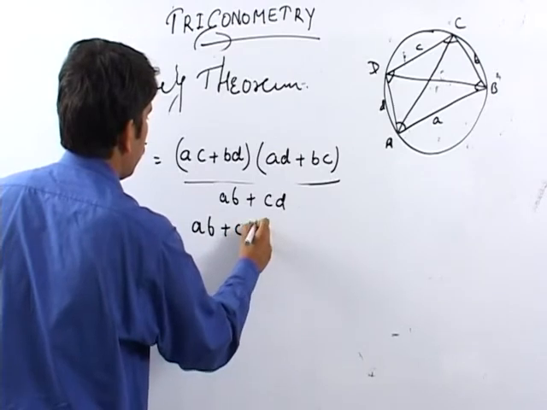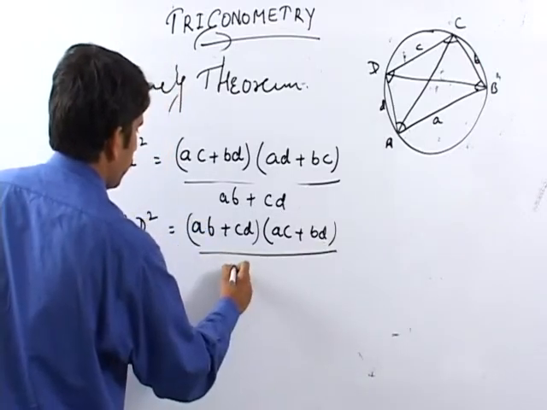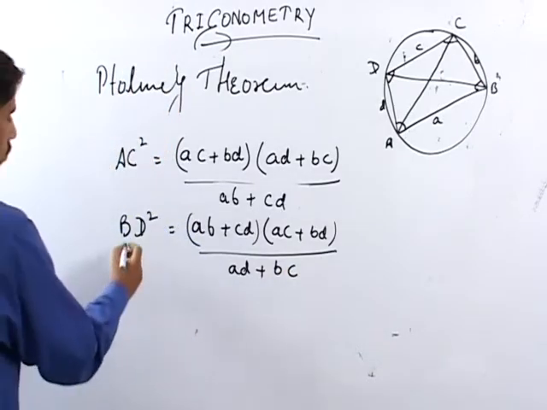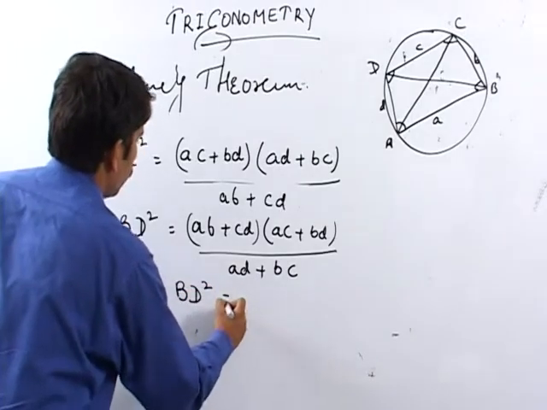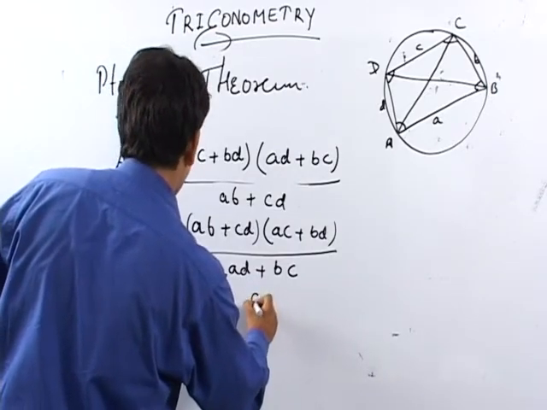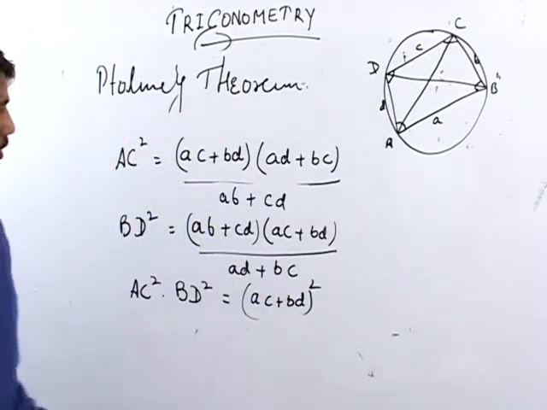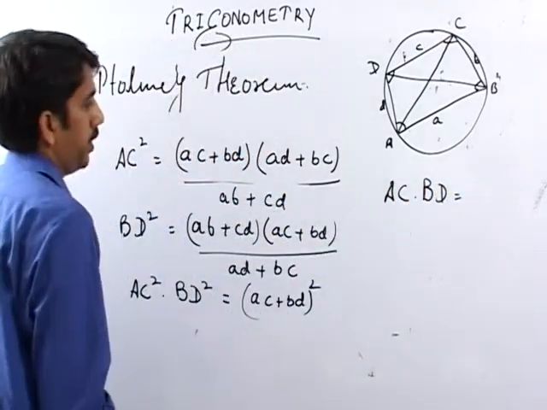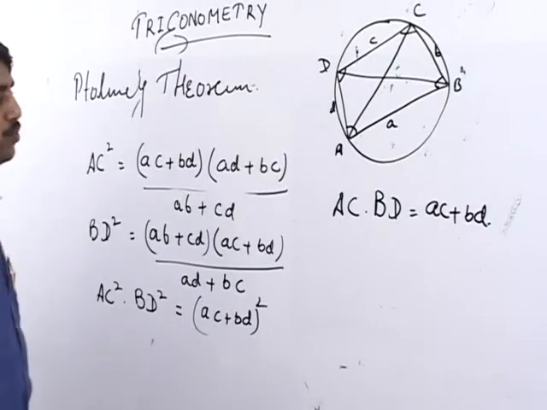AB, AC plus BD over AD plus BC, and when you solve this, you will get AC square into BD square will be equal to, this will be AC plus BD the whole square, and AC into BD will be equal to AC plus BD, which was to be proved.